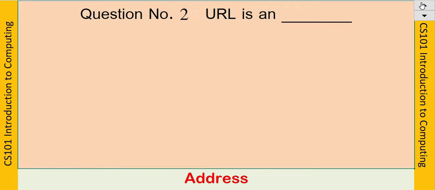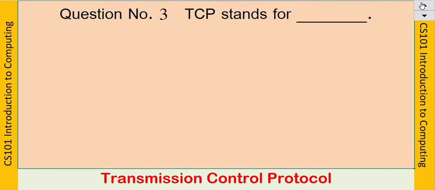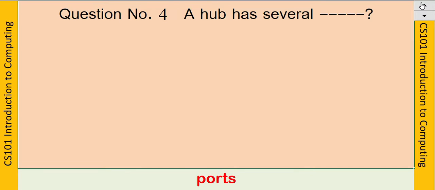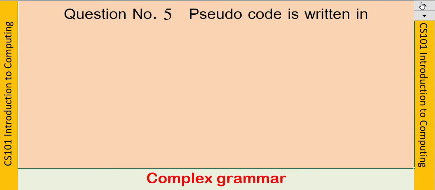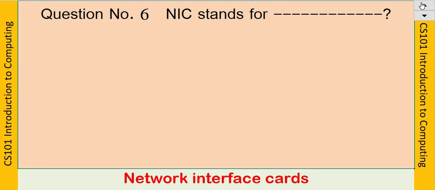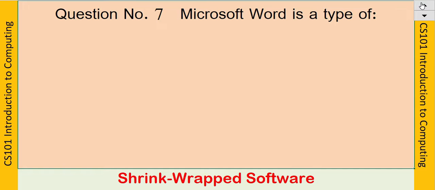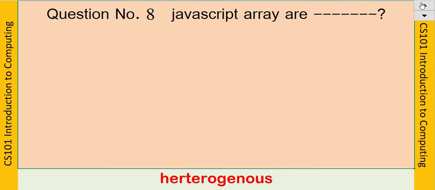URL is an address. TCP stands for Transmission Control Protocol. A hub has several ports. Pseudocode is written in complex grammar. NIC stands for Network Interface Cards. Microsoft Word is a type of shrink-wrapped software.